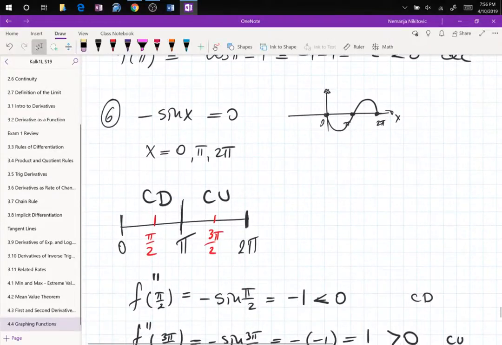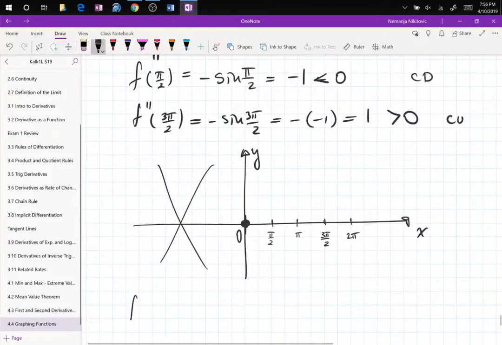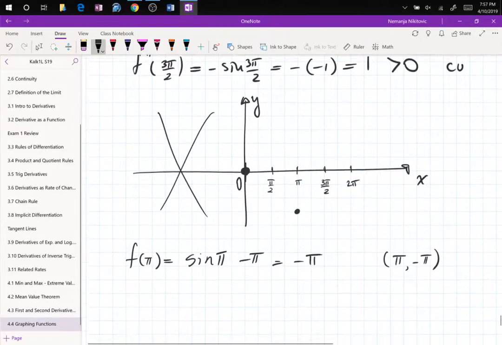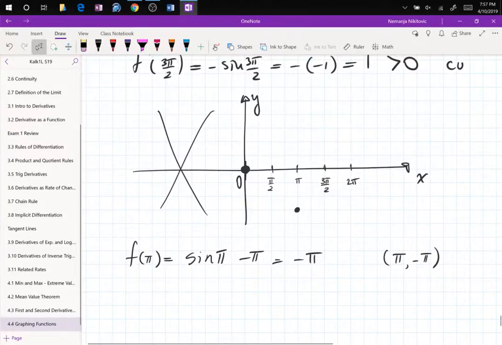My inflection points are at 0, pi, and 2 pi. So I do need the y value for pi. So f of pi is, what are we doing? We're doing the sine problem. That's going to be sine pi minus pi, and sine of pi is 0. So the whole thing is negative pi. So the point that we are talking about is pi, negative pi. So pi, negative pi is here.